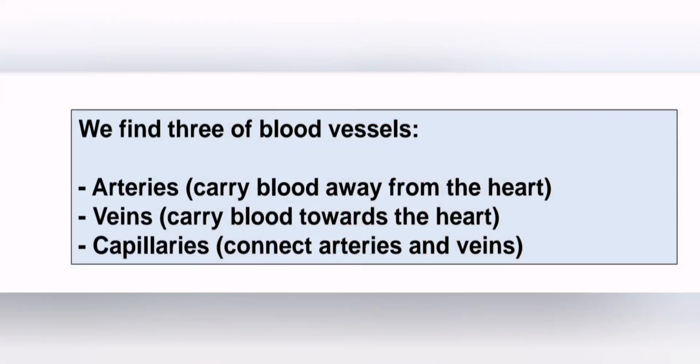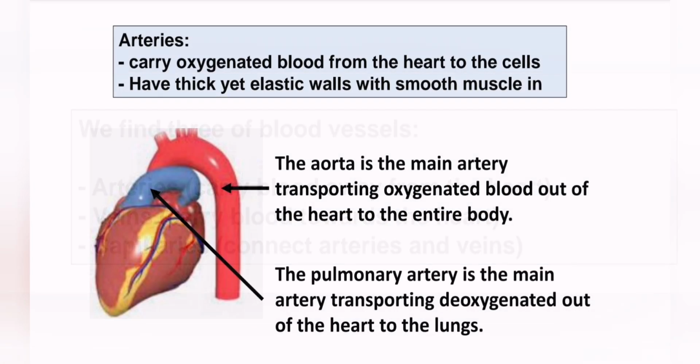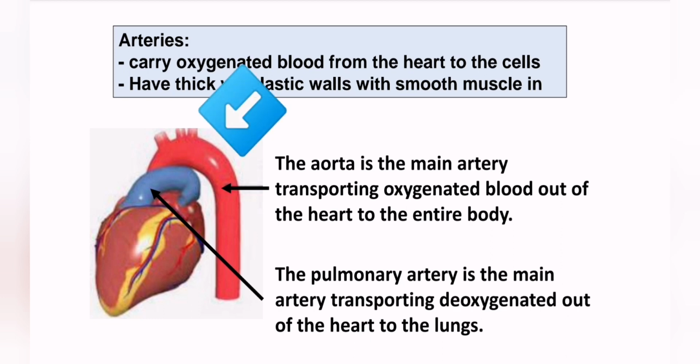Blood travels around the body in 3 types of blood vessels, and the first one is the artery. Now, an artery is a blood vessel that transports blood away from the heart, and usually that blood is oxygenated. In this diagram, you can see the main artery leaving the heart is called the aorta. It's in red, which means there's oxygenated blood in it, and this blood will go all over the body to provide oxygen to each individual cell.